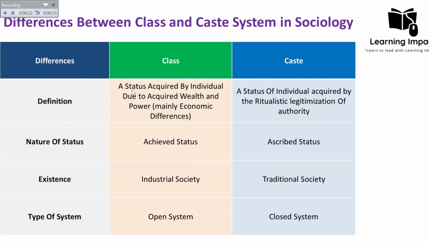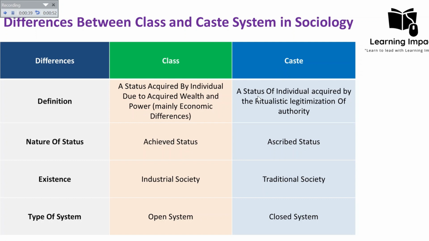So the class is a status which is acquired by an individual due to acquired wealth and power. It is mainly because of the economic differences that classify individuals into upper, middle and lower class. That is the class system. So it is mostly based on wealth and power which individuals have acquired.